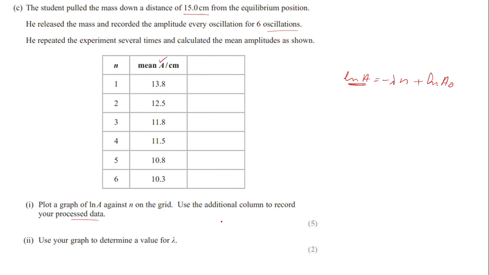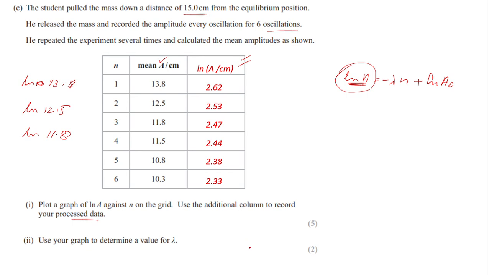This is mean value A. So the third column is given to find the ln of A. But remember, you need to fill this heading and then calculate ln of every value, meaning ln of 13.8, ln of 12.5, ln of 11.8, and so on. If you do that, then you have these numbers. I rounded off to 3 significant figures.